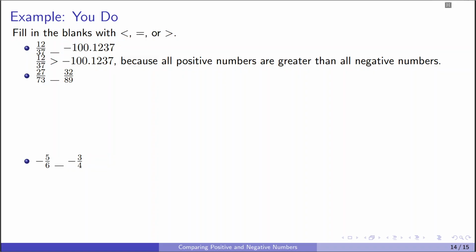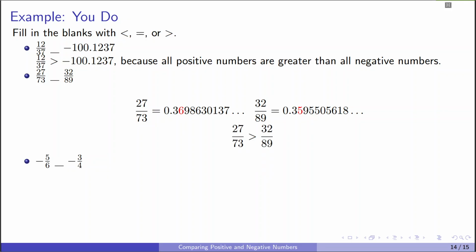Our next one, 27 over 73 compared to 32 over 89. These are two relatively large prime number denominators, at least large compared to the numbers we're used to, tiny compared to any number we've ever named. Now, if we take these two, 27 over 73 is about 0.36986, so forth. 32 over 89 is more like 0.35955. We compare the digits here. 6 is greater than 5 in our hundredths place. So 27 over 73 is greater than 32 over 89.